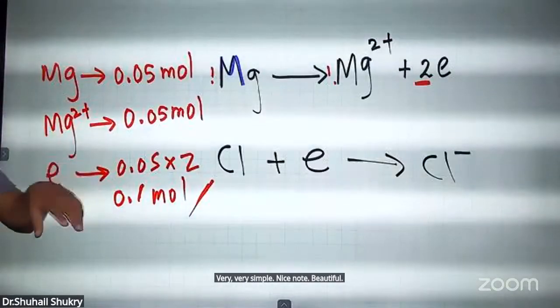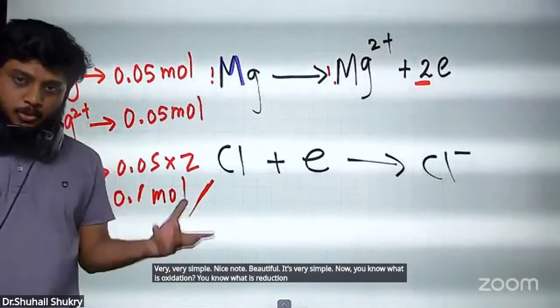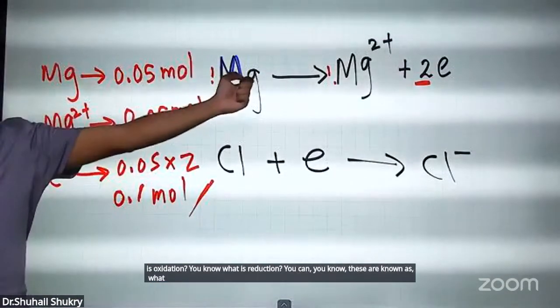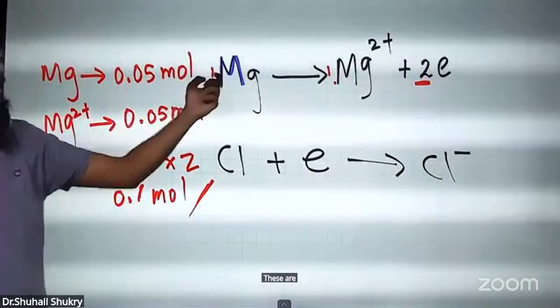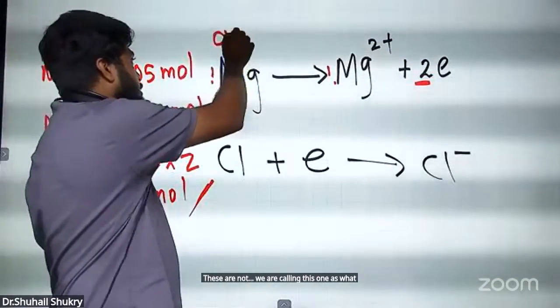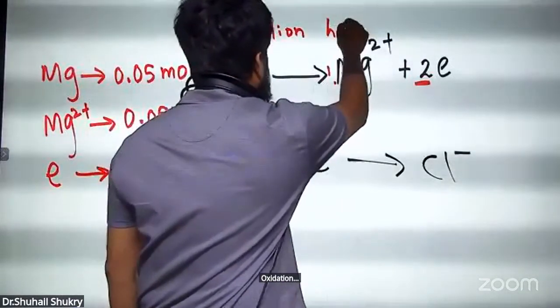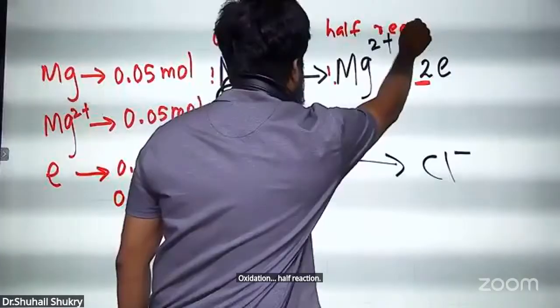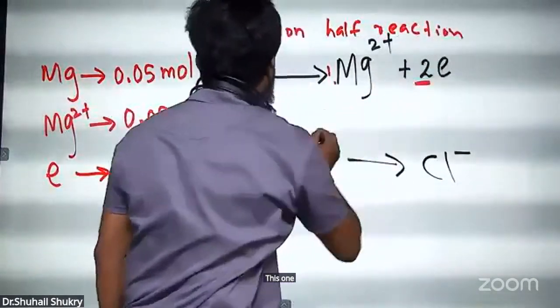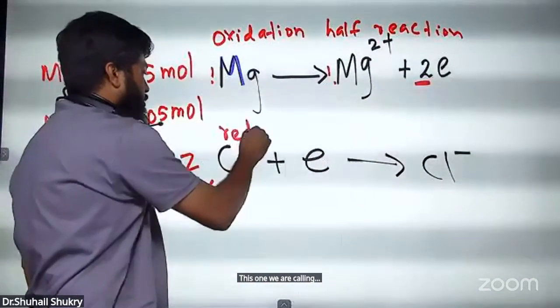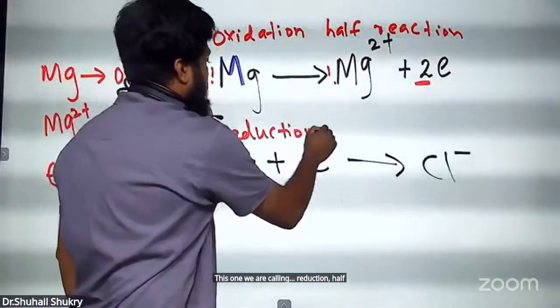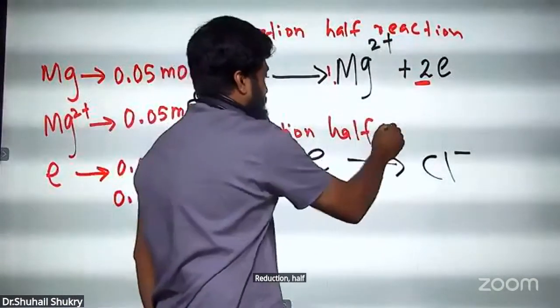Now you know what is oxidation and what is reduction. These are known as half reactions. This one we call the oxidation half reaction. This one we call the reduction half reaction.